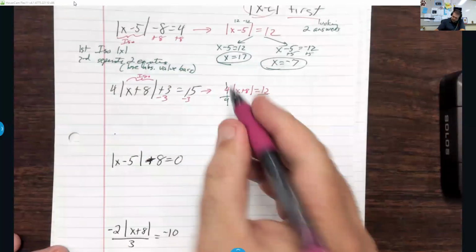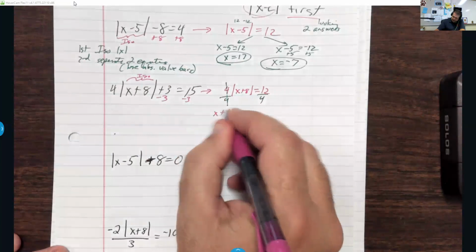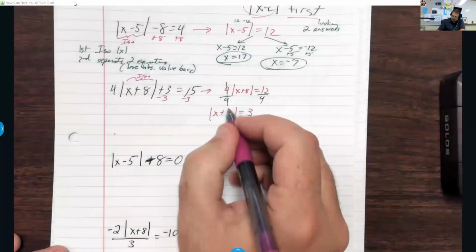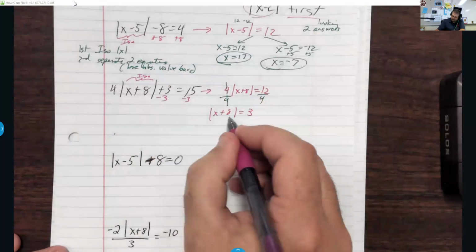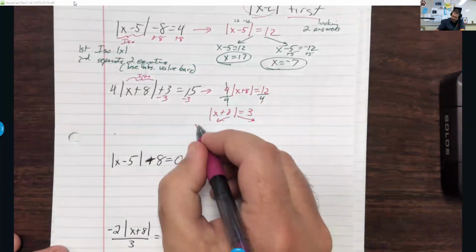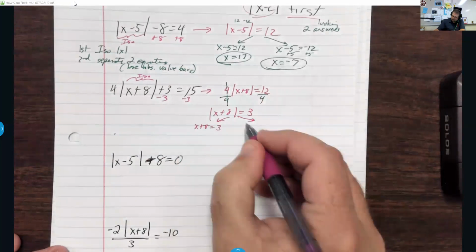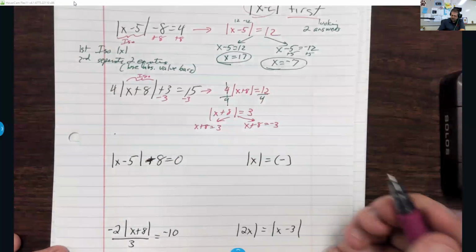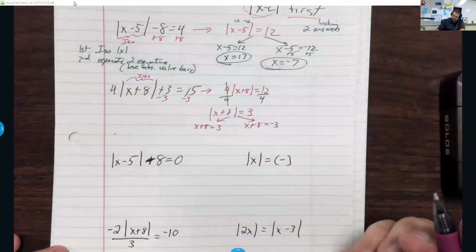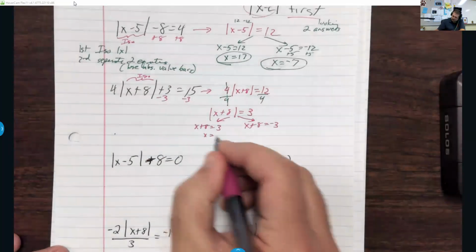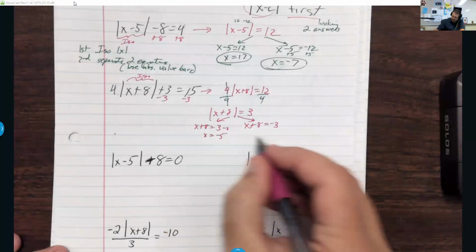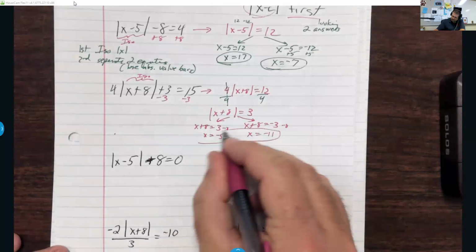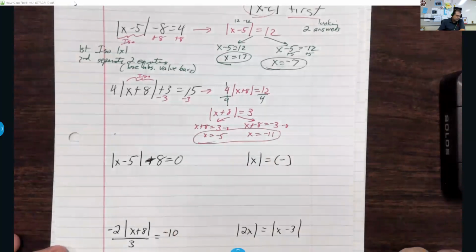Okay, which now gives me x plus 8 is equal to 3. So now I've isolated, now I separate. X plus 8 is equal to 3. X plus 8 is equal to negative 3, because I want the inside to be negative 3 or 3. So x is going to be, subtract 8, negative 5. X is going to be, subtract 8, negative 11. There are my two solutions. Okay.